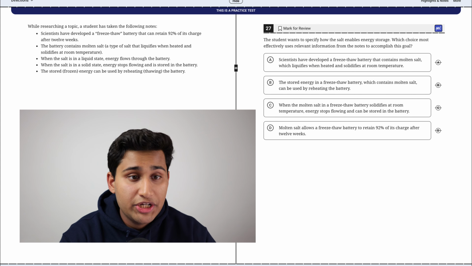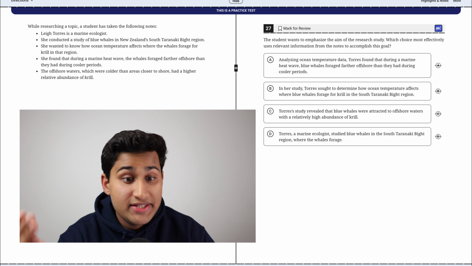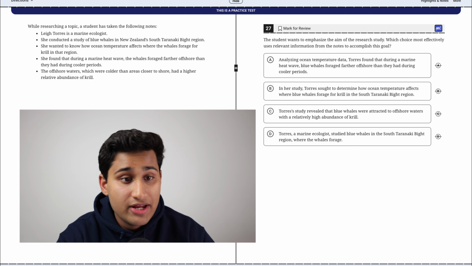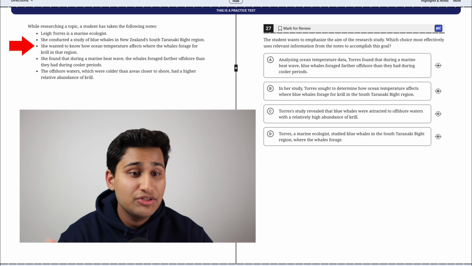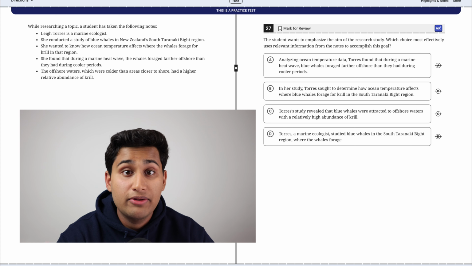And lastly, for this question, it's another student research question. These are always at the end of the test. So remember the tip, what exactly is the question asking? Here it's asking for the aim of the study, and you don't even have to read all the bullet points. Literally just look at the third bullet point. It tells you the aim. She wanted to know how ocean temperature affects where the whales forage for krill in that region.